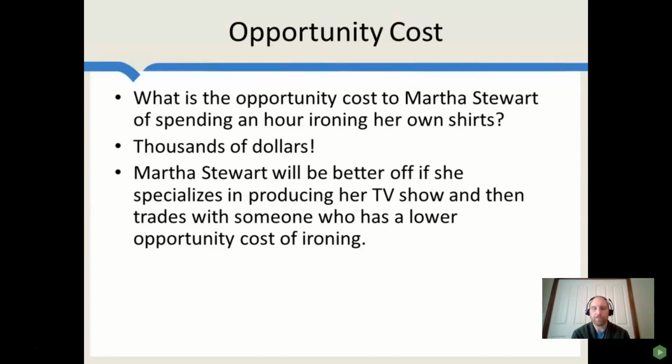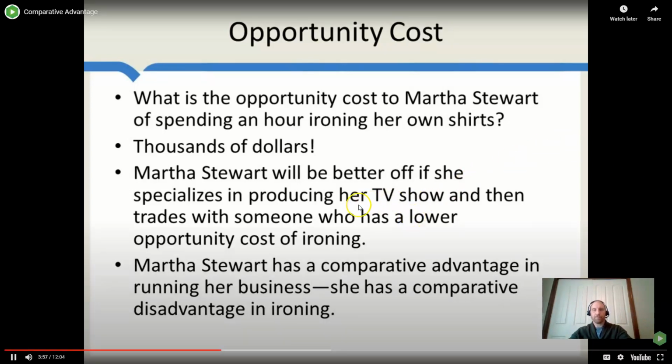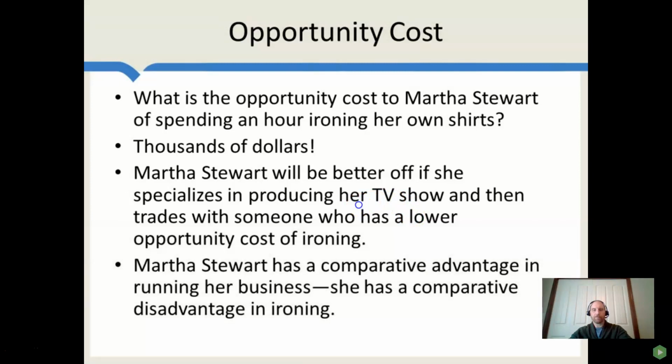It doesn't make sense for Martha Stewart to iron her own shirts because the cost of her doing so is devoting her time to something where she's even more valuable, where she's even better, and that is producing her own television show. So Martha Stewart has a comparative advantage in running her business. Or to put it slightly differently, she has a comparative disadvantage in ironing. The cost to her of ironing is very high precisely because she is so much more productive at other tasks. So Martha Stewart wants to specialize in what she is best at, in where she has a comparative advantage.